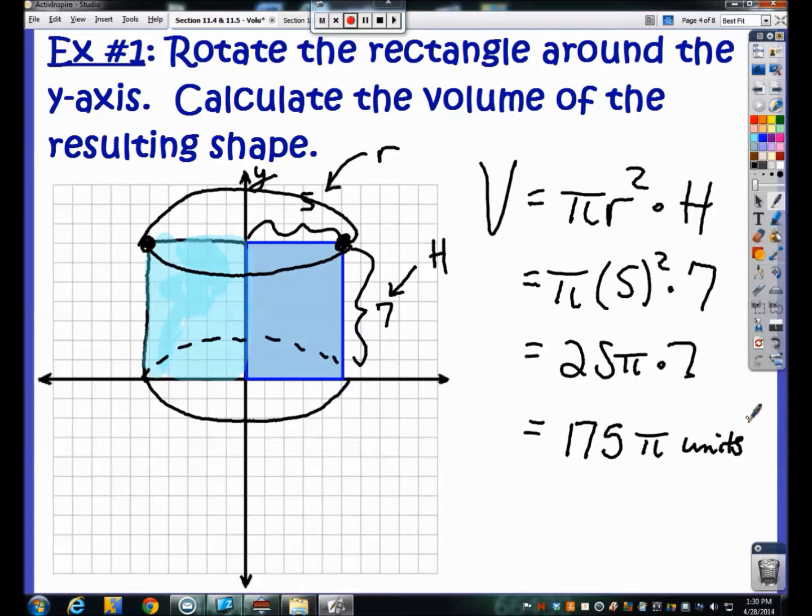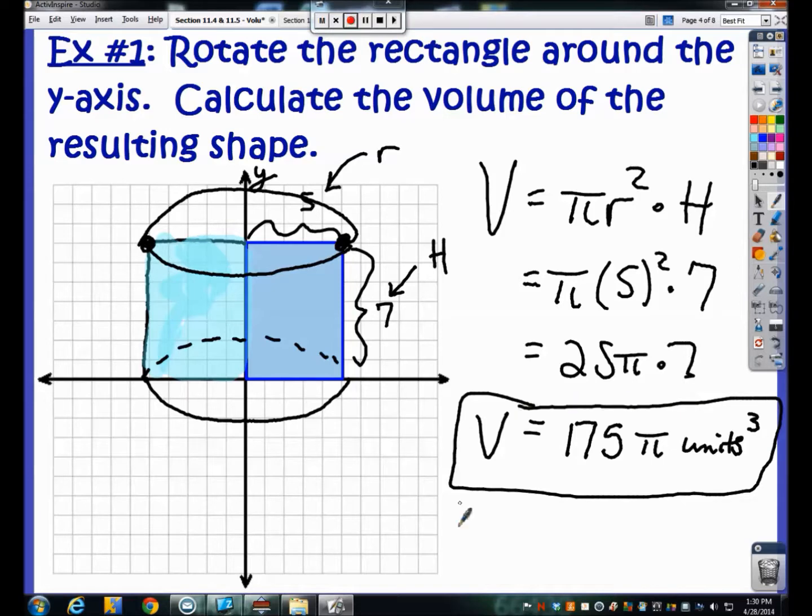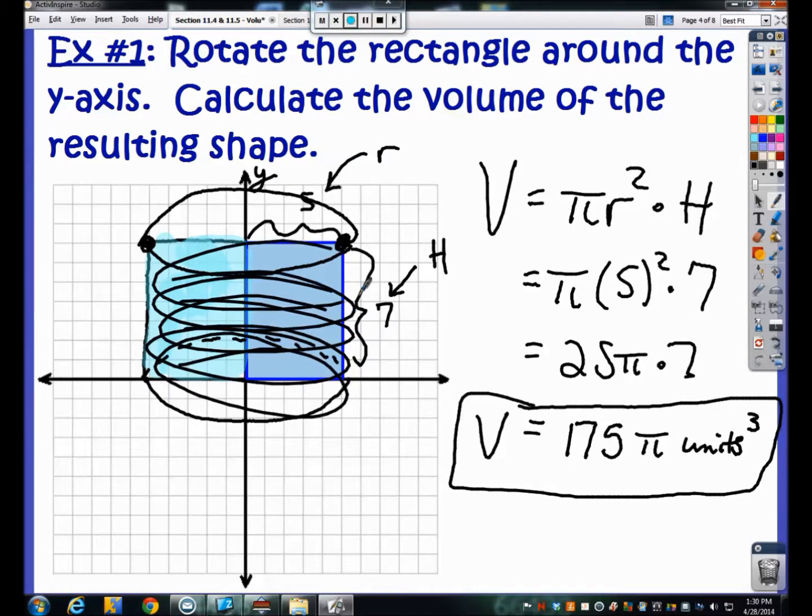I don't have any units here, so units cubed to the third power for volume. Now, if you wanted to write that out as a decimal number, whatever 175 times pi is, that's fine. But typically, on standardized tests, the answer is left in terms of pi. So that's the way I'm going to do it. Okay? So again, each circle, if you will, you can think of, we have 7 circles going up this cylinder, and the area of each circle is 25 pi, and then we have 7 total floors in our cylindrical building. So there's a total volume of 175 pi.